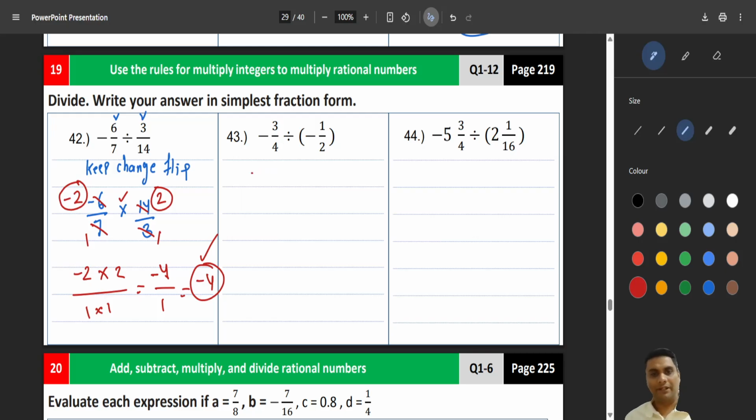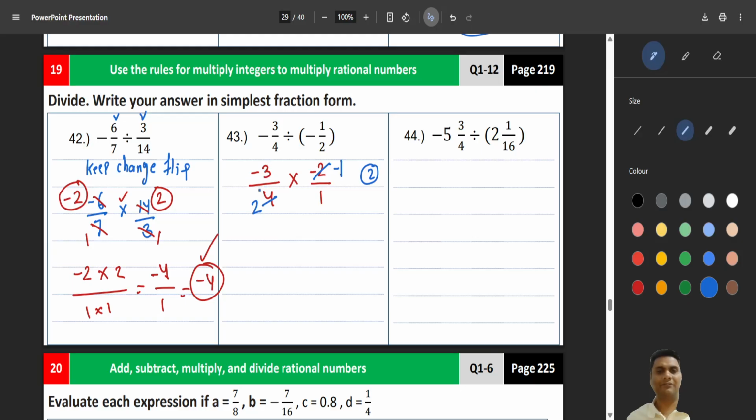Keep, change, flip again. Keep, change and flip. Minus 2 over 1. Okay. Now I can divide the 2 and 4. Yes. Check. I can divide the 2 and 4 with what number? With 2. 2 divided by 2, 1 with a minus sign because there I have minus. 4 divided by 2, 2. Correct?